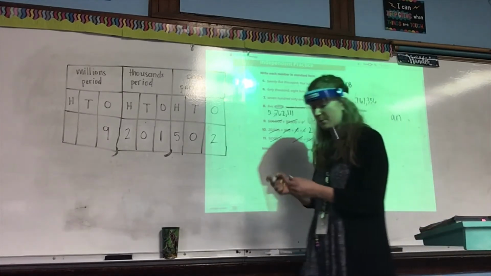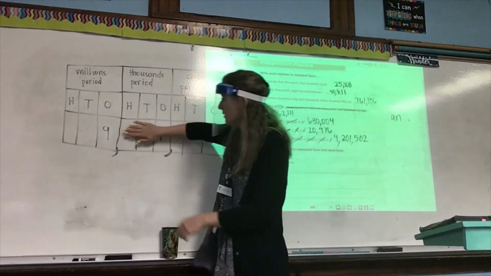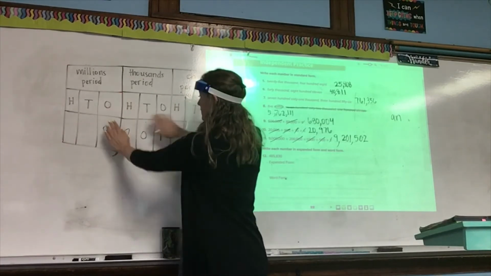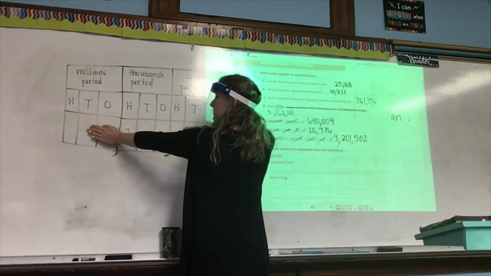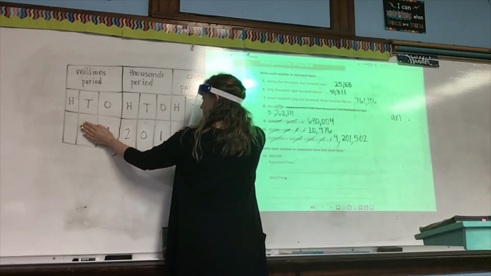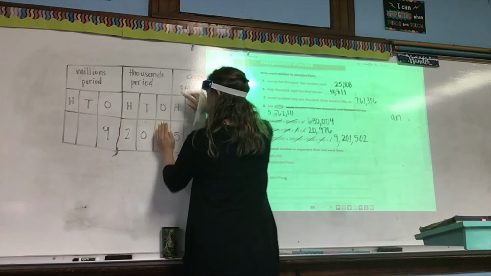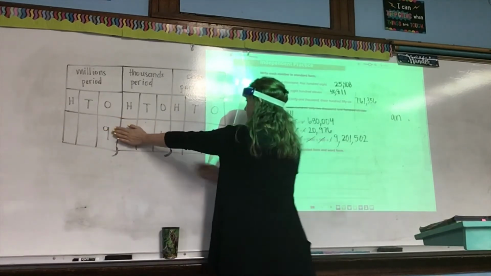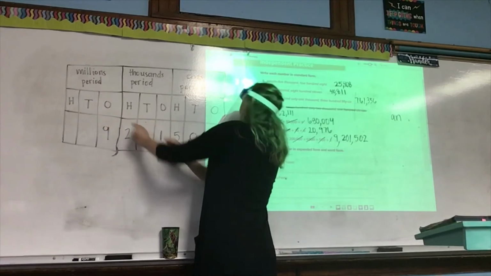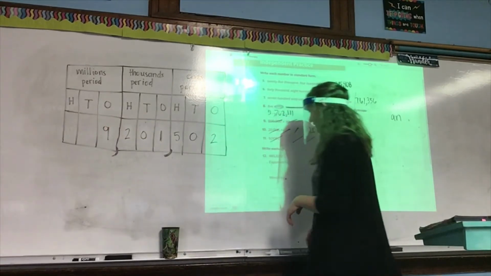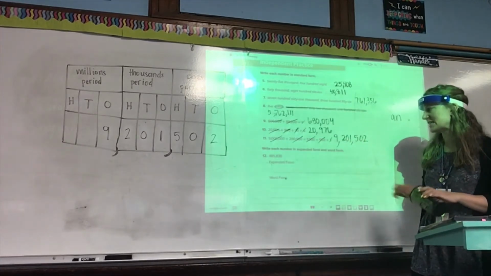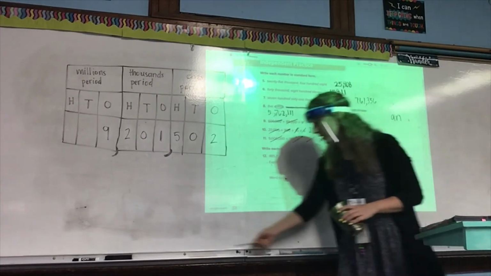Now let's read this number, Zari. We have 9,000,000, 201,000, 502. Very good. Okay, now let's look at number 12. We're writing each number in expanded form and word form.